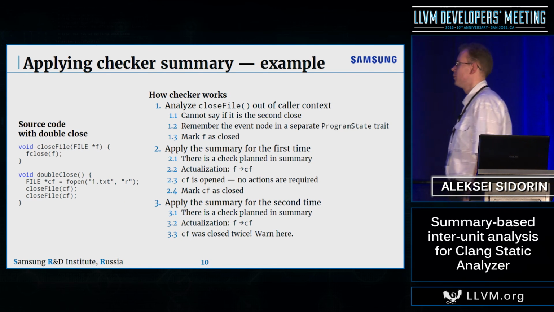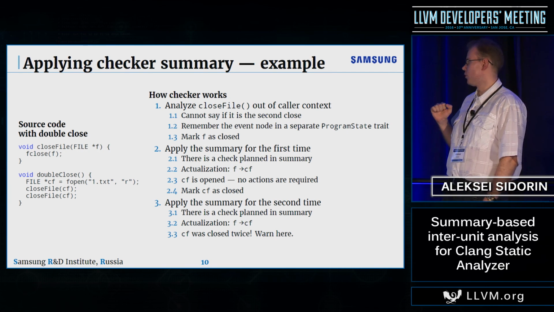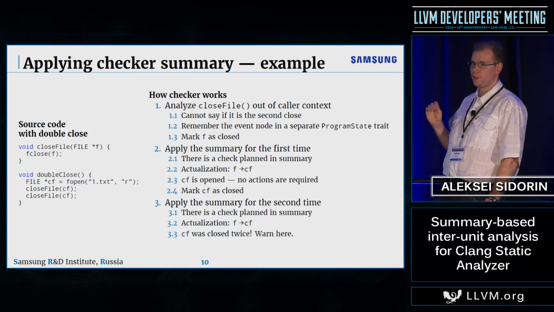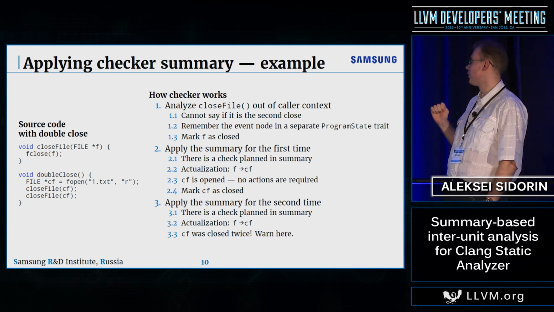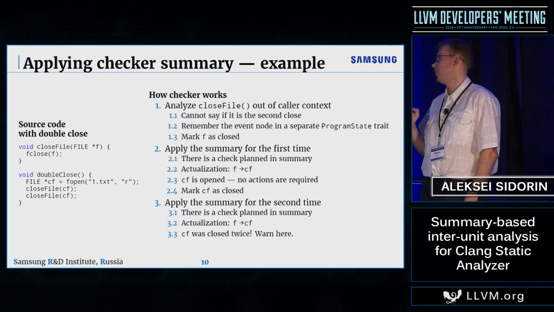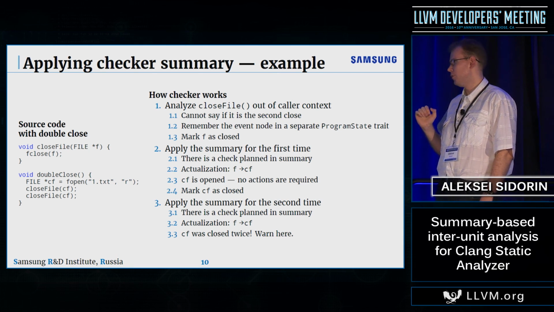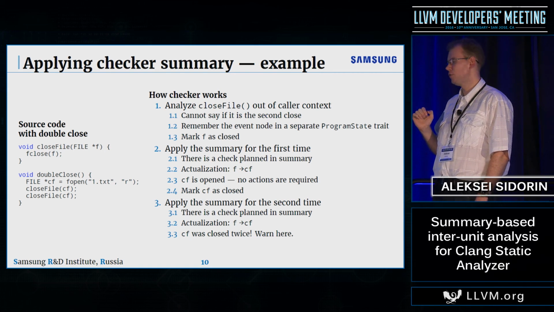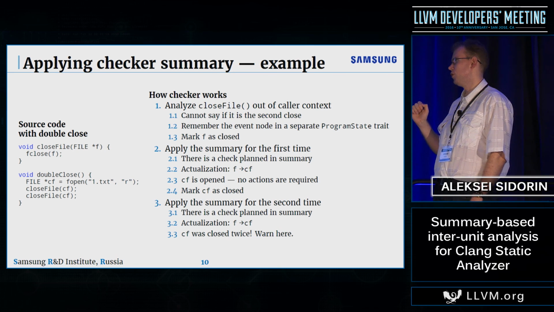Here is a sample of how a checker can apply its summary. We have a small portion of code with a small callee function named close file, and the caller function double close. CSA performs the analysis in topological order, so the double close function is called first. If we have a checker that checks for double close of a file descriptor, first we encounter the call to fopen function, and the checker models this and sets the state of the file descriptor as opened.